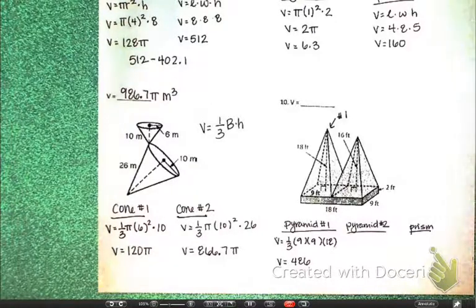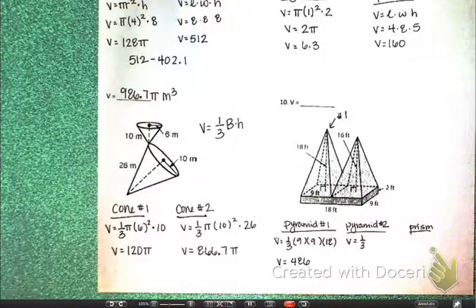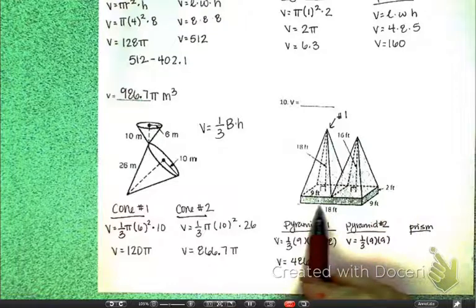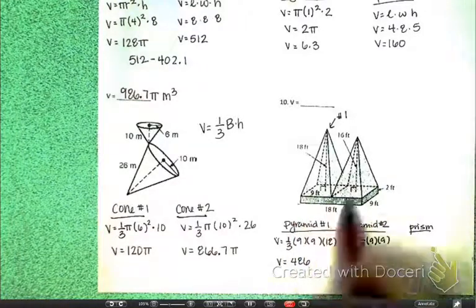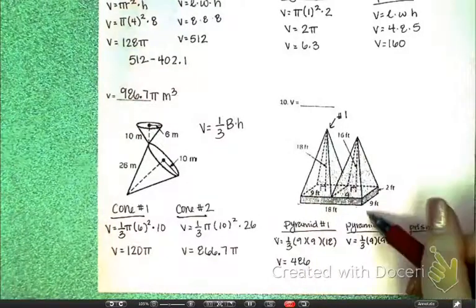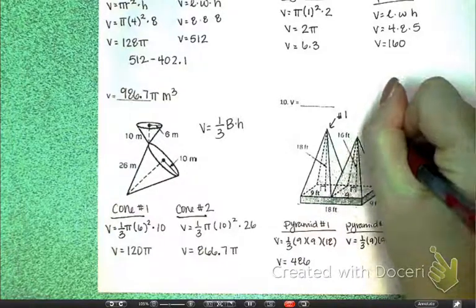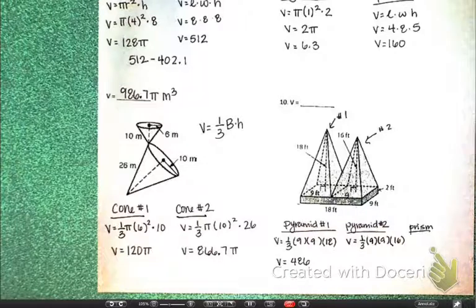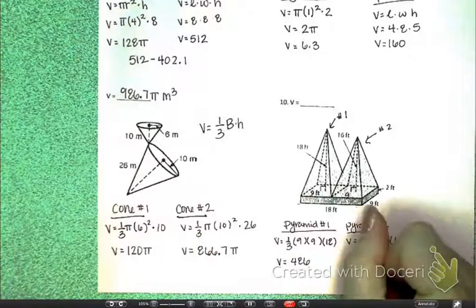Okay. Second pyramid. Volume, again, 1/3. It's a square still. Do you know what the base is? What the length and the width are? 9 times 9 again. If this whole thing is 18 and this piece is 9, then that piece has to be 9. And then we know back is 9 as well. And then the height of that pyramid? 16. So 9 times 9 times 16, all divided by 3. What'd you get? 432. Okay.